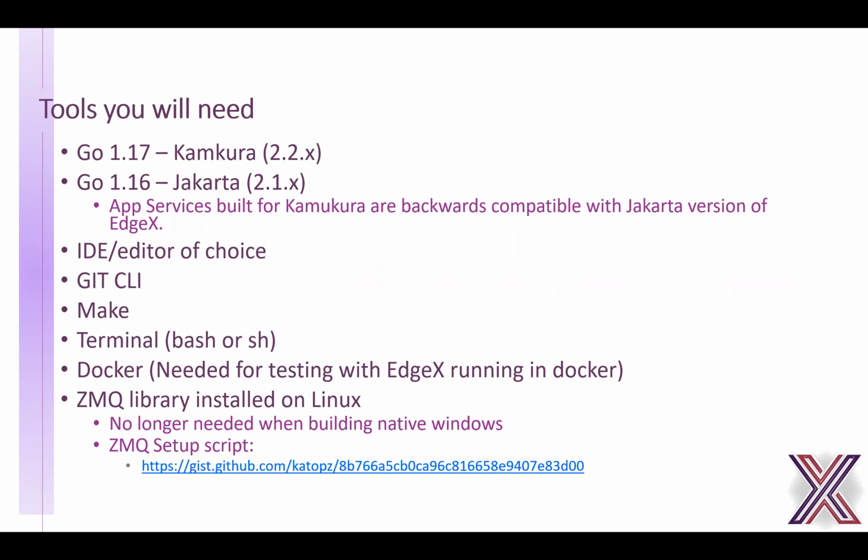The ZMQ library needs to be installed on Linux. If you're building on native Windows, you don't need it. We've been able to build in build flags, so it's not needed. ZMQ was the original message bus protocol that we developed around, which we're moving away from. It's been deprecated. So when we do go to EdgeX 3.x, ZMQ will be removed. We're in Levski, we are adding in build flags so you can build without ZMQ on Linux, but those aren't there yet.